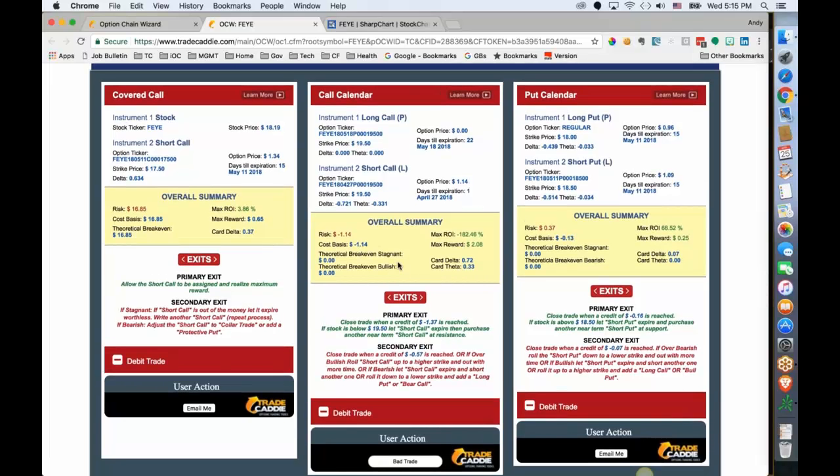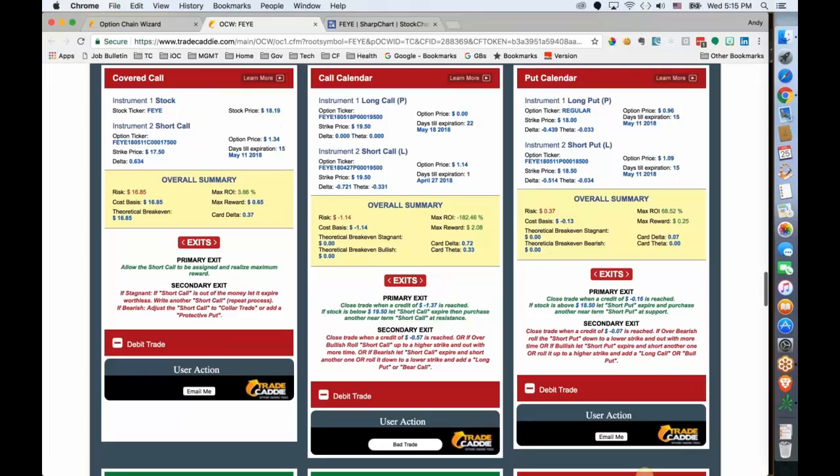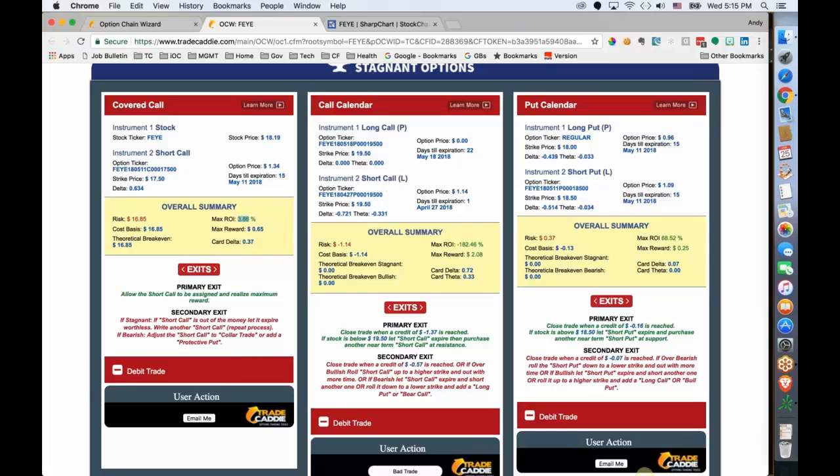So, what would you suggest we do in this scenario? Well, since we've got you and I on the floor, we're going to manually do this outside of OCW if you want. Right. Yeah, so we're going to hop on over and do a covered call. Looks like the covered call is not working either for this particular trade, but the put calendar's got a max ROI of 68%, max reward of $25. The covered call's working at 3.86%, 15 days. Yeah, that's a nice little return right there. Do you want to do the covered call instead? Yeah, we could do that, and let's go ahead and do the covered call.